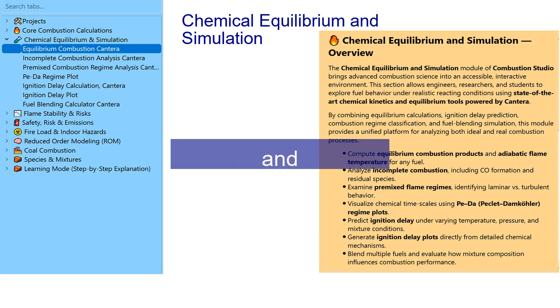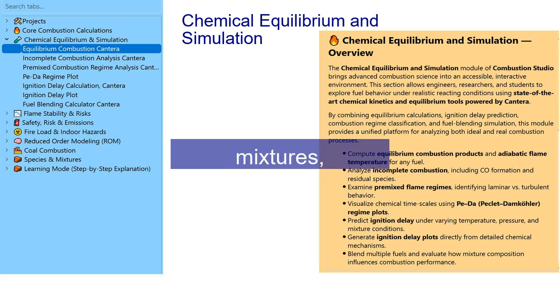Compute equilibrium combustion products and adiabatic flame temperature for any fuel. Analyze incomplete combustion, including CO formation and residual species. Examine premixed flame regimes, identifying laminar versus turbulent behavior. Visualize chemical timescales using PeDa, Péclet-Damköhler regime plots. Predict ignition delay under varying temperature, pressure, and mixture conditions. Generate ignition delay plots directly from detailed chemical mechanisms. Blend multiple fuels and evaluate how mixture composition influences combustion performance.